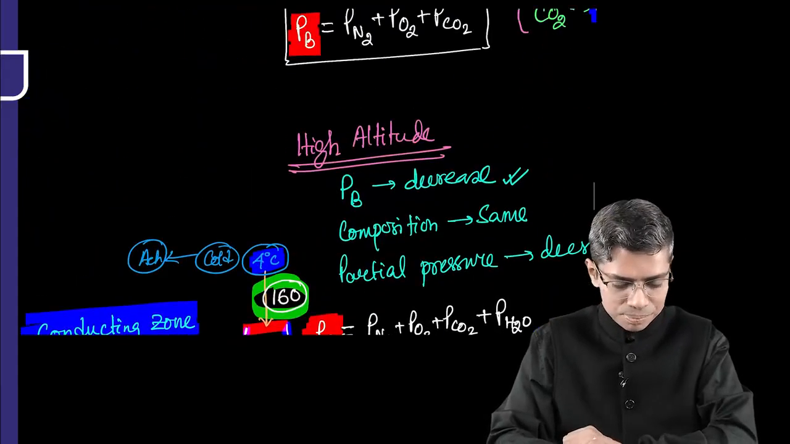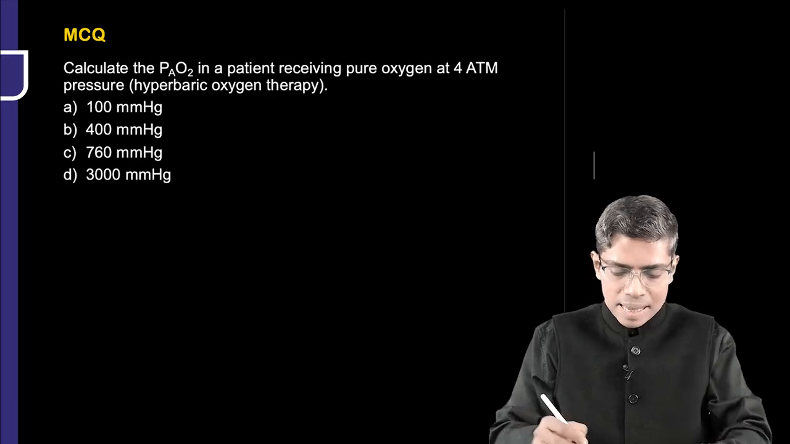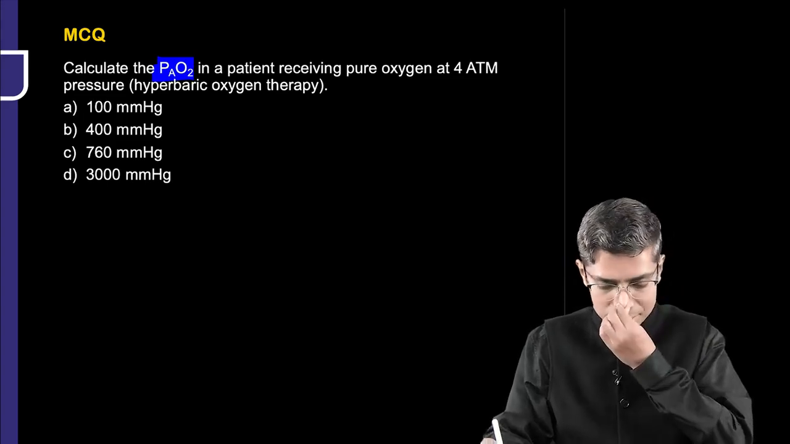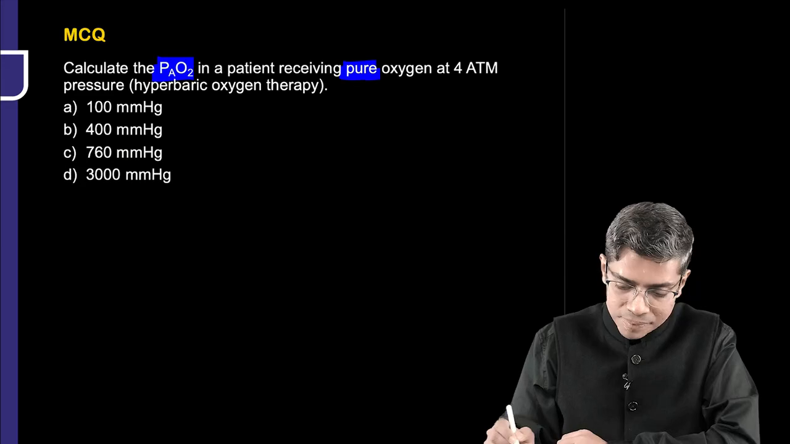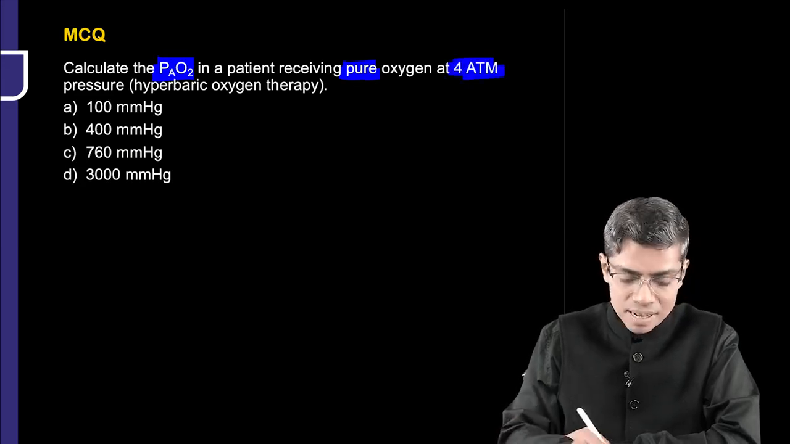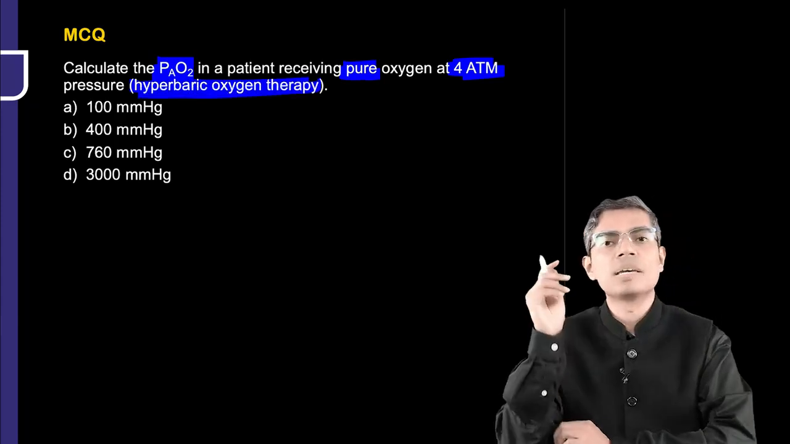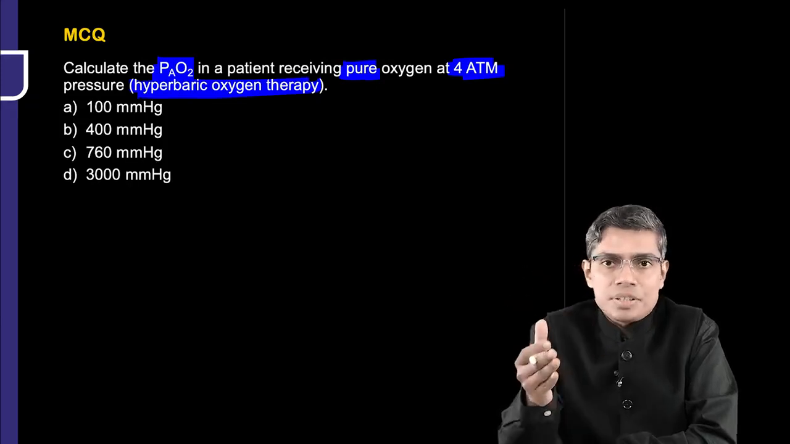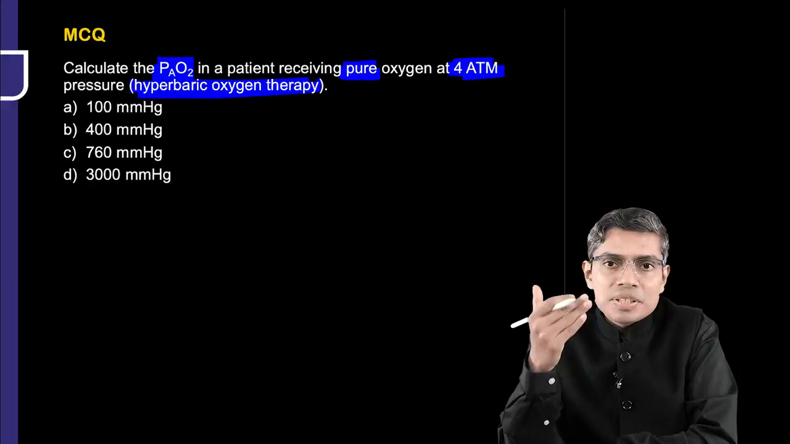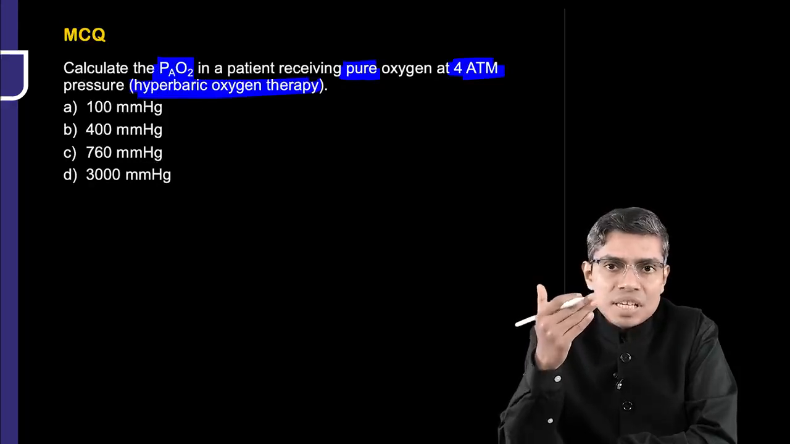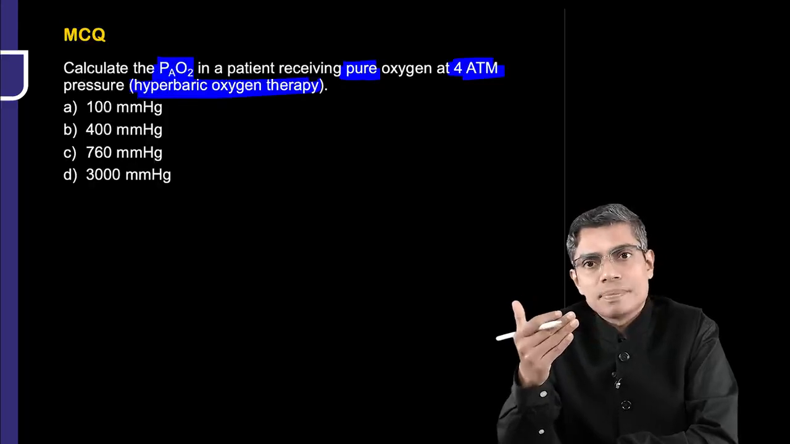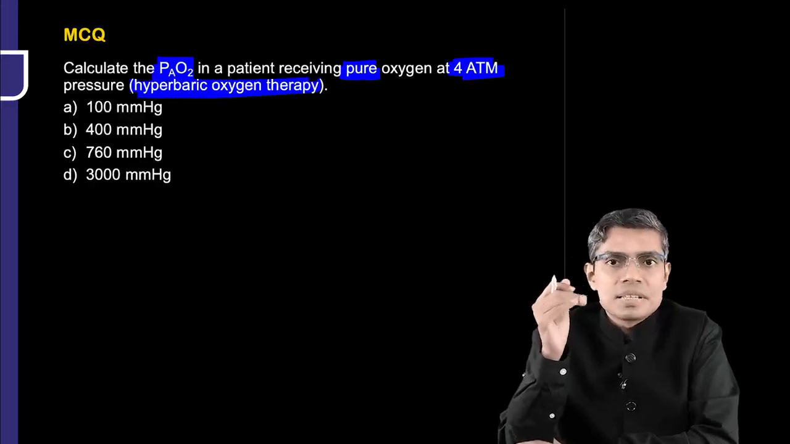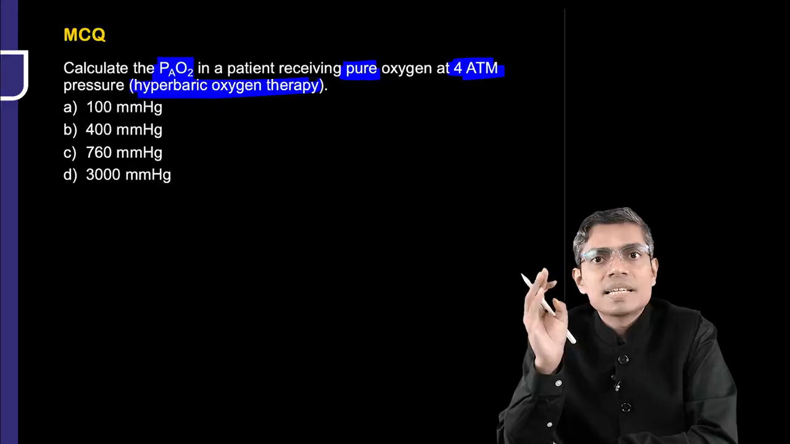look at one MCQ. Okay, so calculate the PAO2. PAO2 means the alveolar oxygen in a patient receiving pure oxygen at 4 atmospheric pressure. That is, hyperbaric oxygen therapy is given. I hope you know hyperbaric oxygen therapy. Hyperbaric means when the oxygen is delivered with high pressure. What will happen? High pressure oxygen means it will be generating free radicals of oxygen, and that is damaging for certain organs.